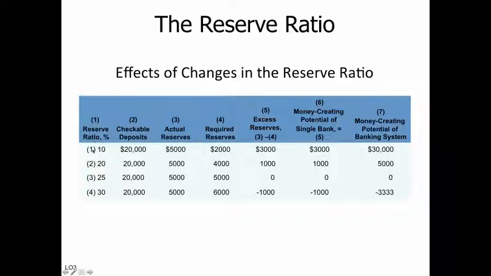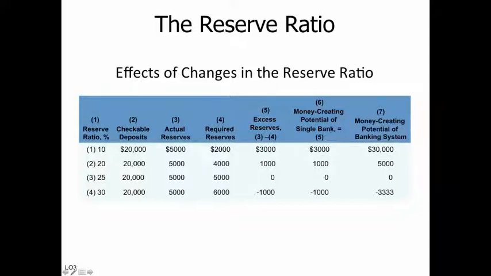So if the reserve ratio is 10%, this bank must keep 10% of its customers' money, which would be $2,000 in reserves. That's called required reserves. If they actually have $5,000 in reserves, this difference is what we call the excess, which would be $3,000. So based on these numbers, a 10% reserve ratio with $20,000 in checking deposits and $5,000 in reserves would create excess reserves, potential loans, of $3,000.